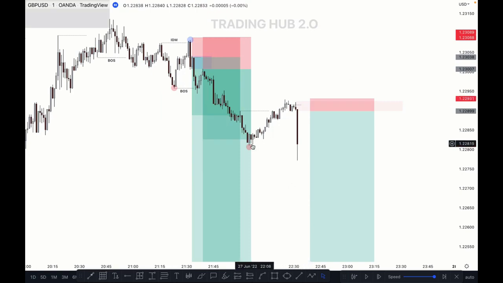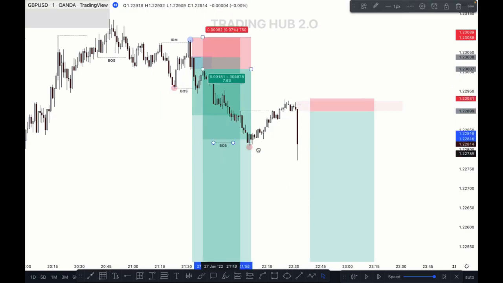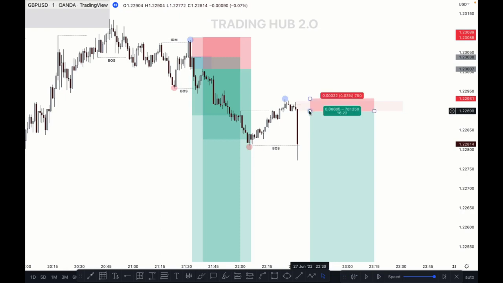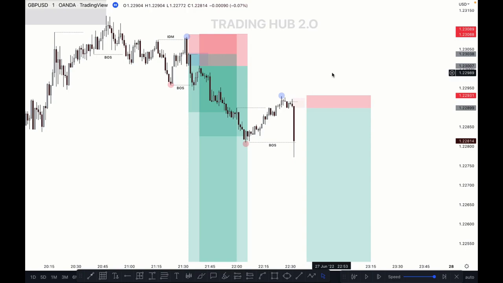So now we can see the market again broke this structure which is here, correct. So this high or low has been protected which is here. So this structure is now confirmed, and you have to wait for the mitigation of this order block before the sell. So let's see what happened next.